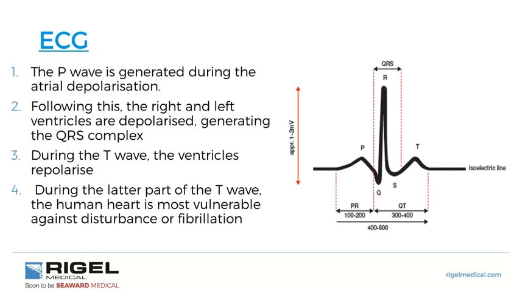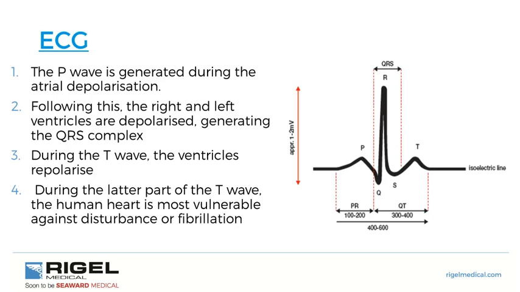Then the T wave is when the ventricles repolarize. The repolarization is when the muscle is at rest, and when the muscle is at rest, it does not respond to any type of stimuli. The atrial repolarization is during the QRS complex, so you cannot see any type of waveform to relate to that because it's hidden by the depolarization of the QRS complex.